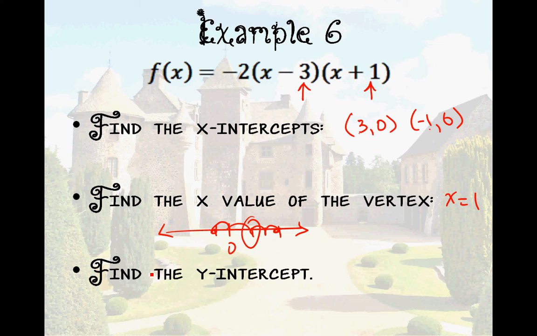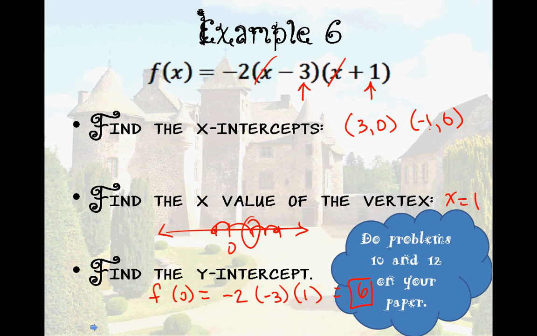Okay, and then the last one, the y-intercept, we plug in 0, and we get this. So I went ahead and took these out since they're just 0 anyway. And so you end up with positive 6. Okay. So on your paper, go ahead and do 10 and 12. Remember, it's on the loose leaf paper that you're going to turn in later. And then pause, and when you're done, you can start the video back up.